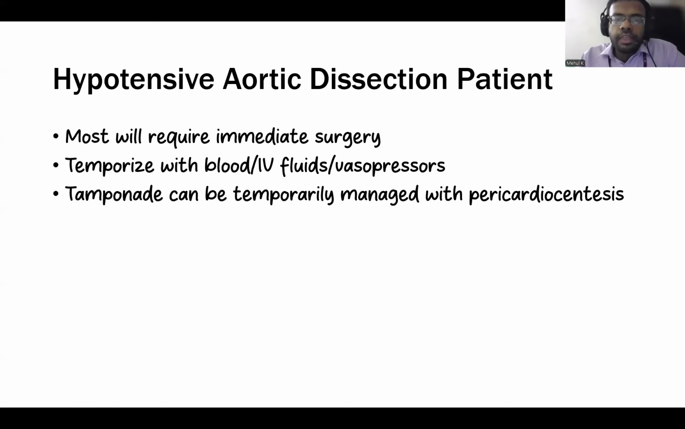Focus to rapidly diagnose aortic dissection, tamponade or rupture, and use your ECG to look for any occlusion MI. Most of these patients require emergent surgery. If you're not going to take them to surgery immediately, the patient will die, basically. You can temporize the patient with some blood products, vasopressors, whatever you have available, just to buy you some time until the patient can get to the OT. And if your patients have tamponade, you can do a pericardiocentesis, again, just to buy time. This is not a permanent solution to the problem, obviously. So that is all about hypotensive aortic dissection.